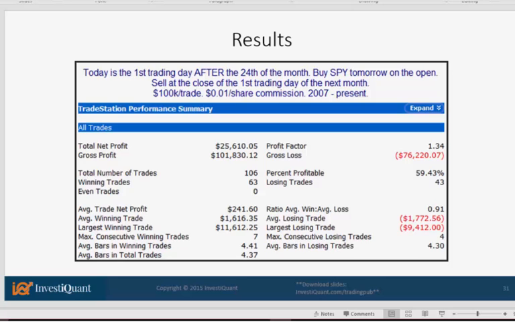So here are the results of doing this. And again, I went 2007 to present here, and this is until present day, through November 1st, 2015, if you're listening to the recording. There would have been 106 trades during that time period. Nearly 60% of them would have been profitable. The average trade would have made about 0.25% for a net profit of $25,000.